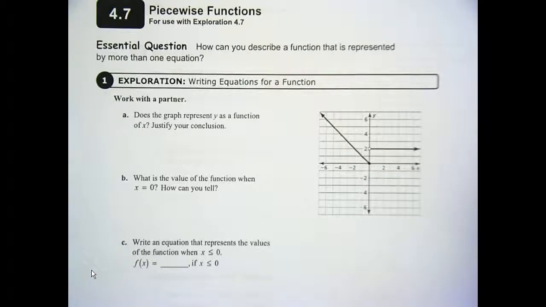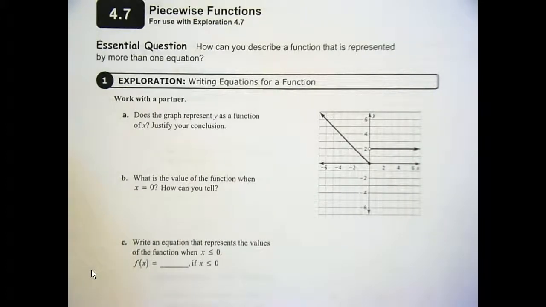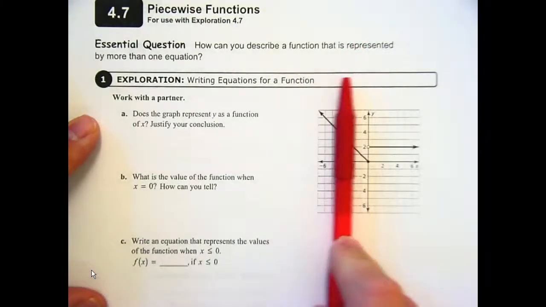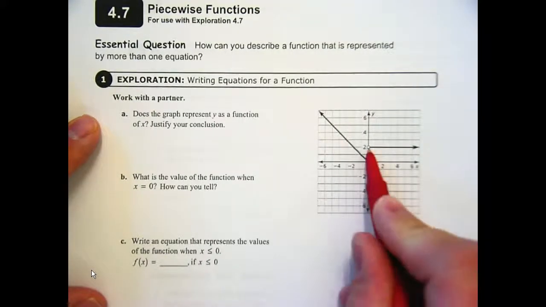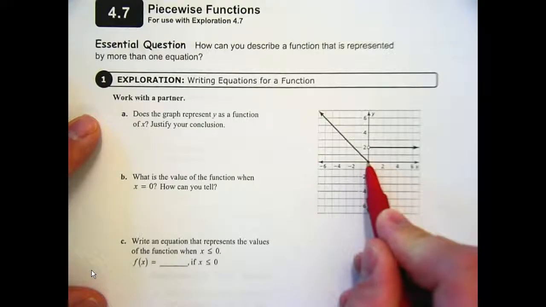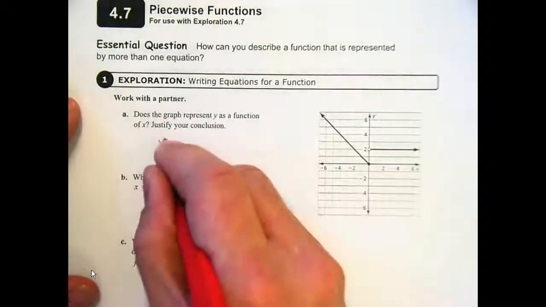Good. No repeated x's. Very good. So, therefore, it is a function. What test can you use on this? Vertical line test. Okay, please note right here how this is solid and this is open. That means this includes x equals 0. This does not include x equals 0. So, this is a function. It passes the vertical line test. Okay?